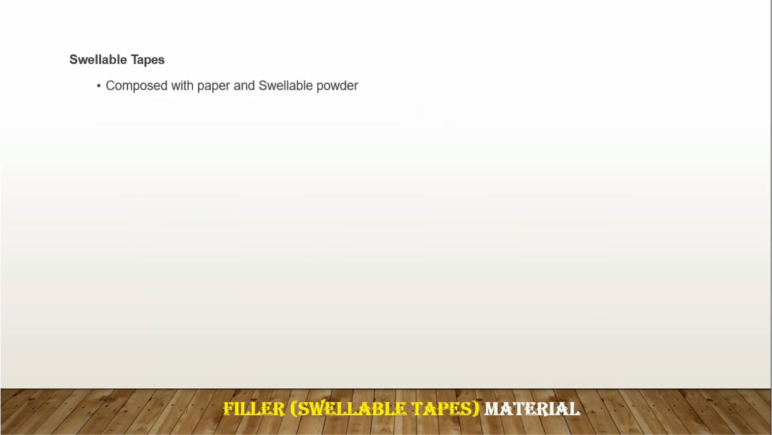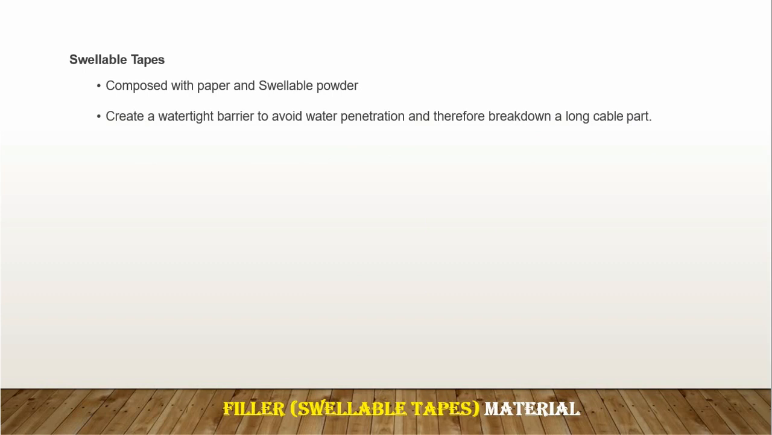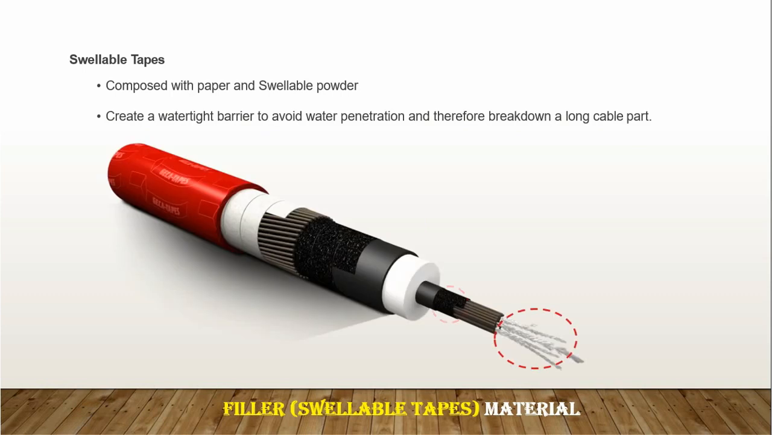Here is this swellable tape that is composed of paper and swellable powder that would create a barrier to prevent water penetration and thereby breakdown along a cable part. And here the dotted circle shows the location of these swellable tapes in the cable. It's sometimes between the conductor strands. There is a layer before the conductor screen, over the insulation screen, and over the metallic sheath.